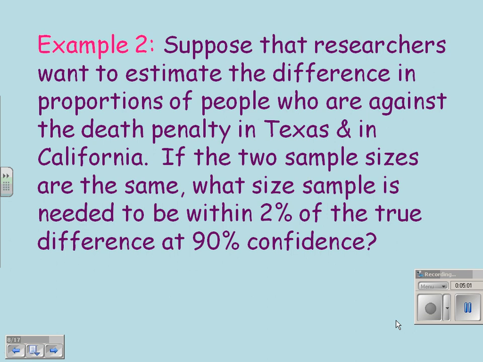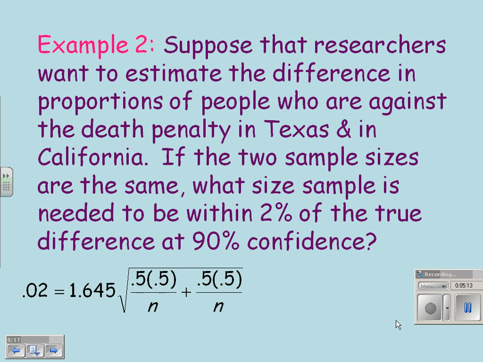Suppose that researchers want to estimate the difference in proportion of people who are against the death penalty in Texas and in California. The two sample sizes are the same. What size sample would be needed to be within 2% of the true difference at a 90% confidence interval? Well, we want to be within 2%. That's our margin of error. So we say 2% for our margin of error.